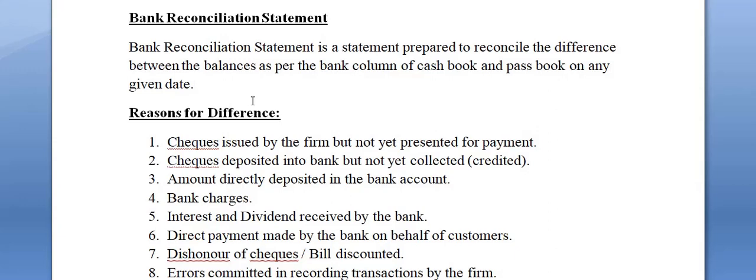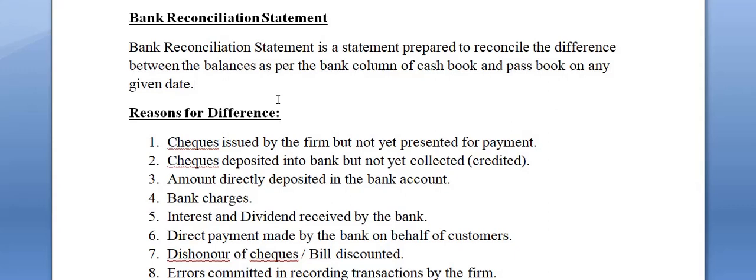If there is no difference, fine, no issue. But in case of any difference, you need to reconcile the difference between the passbook and the cash book. And why do we need to reconcile it? We need to draw an inference. By inference I'm actually referring to the relationship. You draw out the relationship between the differences of the cash book and the passbook. You must explain why there is a difference.